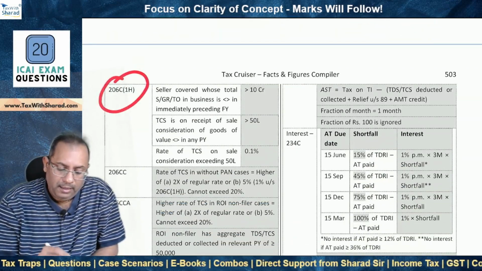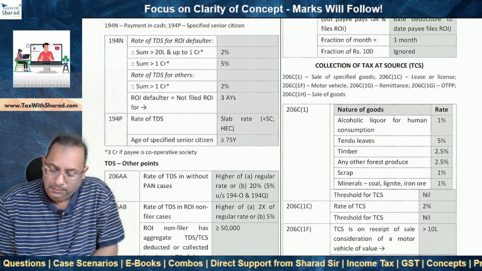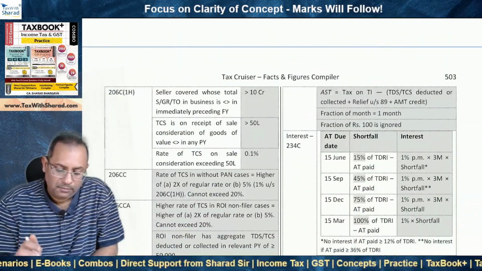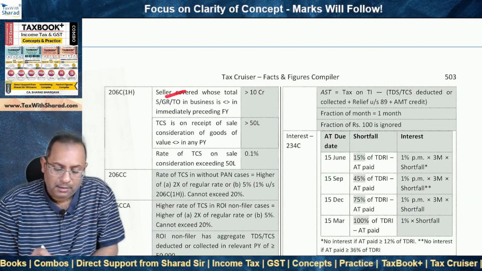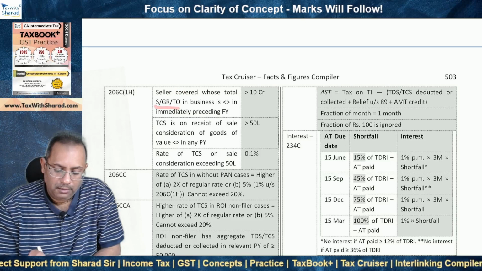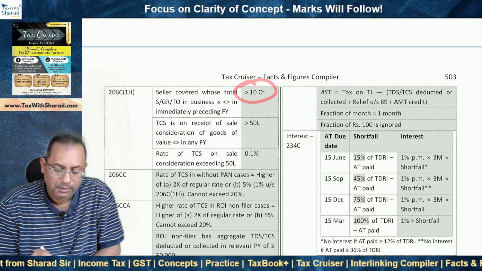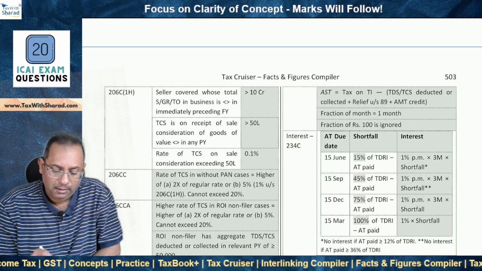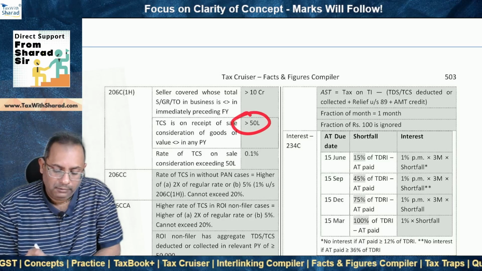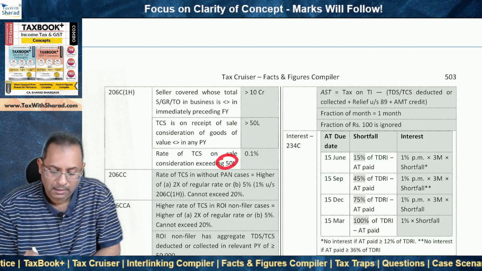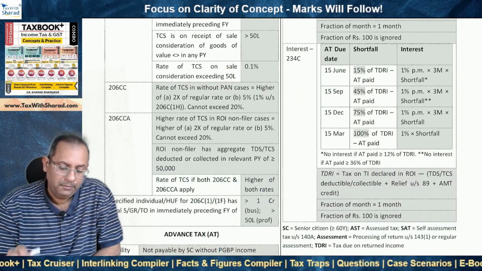206C(1H) is TCS on sale of goods, and a seller is covered under these provisions whose total sales, gross receipt or turnover in business is more than 10 crore in the immediately preceding financial year. TCS is on receipt of sale consideration of goods of value more than 50 lakh in any previous year, and the rate of TCS on sale consideration exceeding 50 lakh is 0.1%.